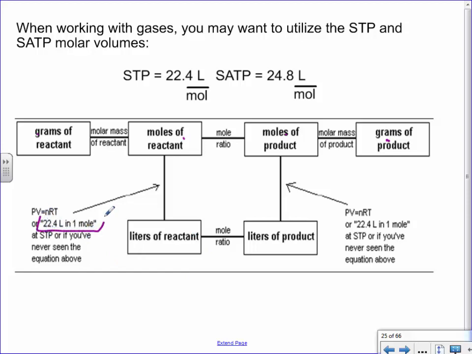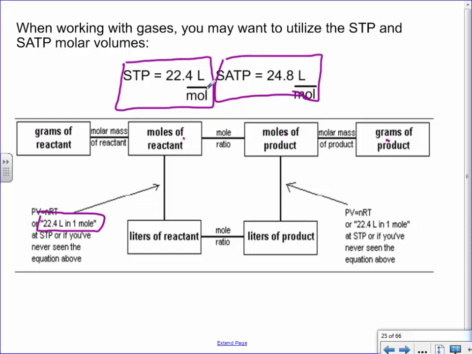Do you guys remember these ratios right here from our previous unit? It wasn't that long ago we did it. At STP, we learned that there was 22.4 liters in a mole, or at SATP, it was 24.8 liters in a mole. Now, in theory, we can actually find those for other calculations.